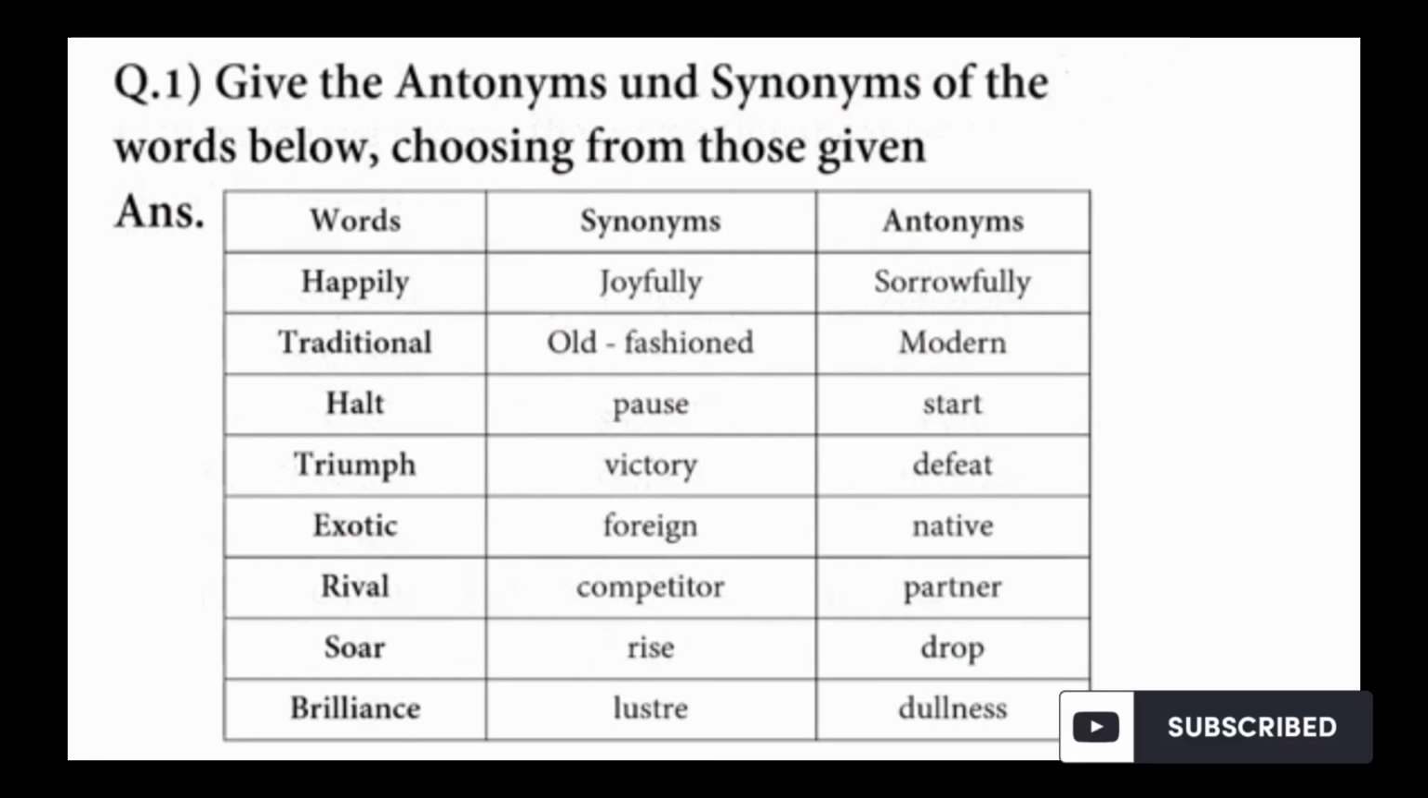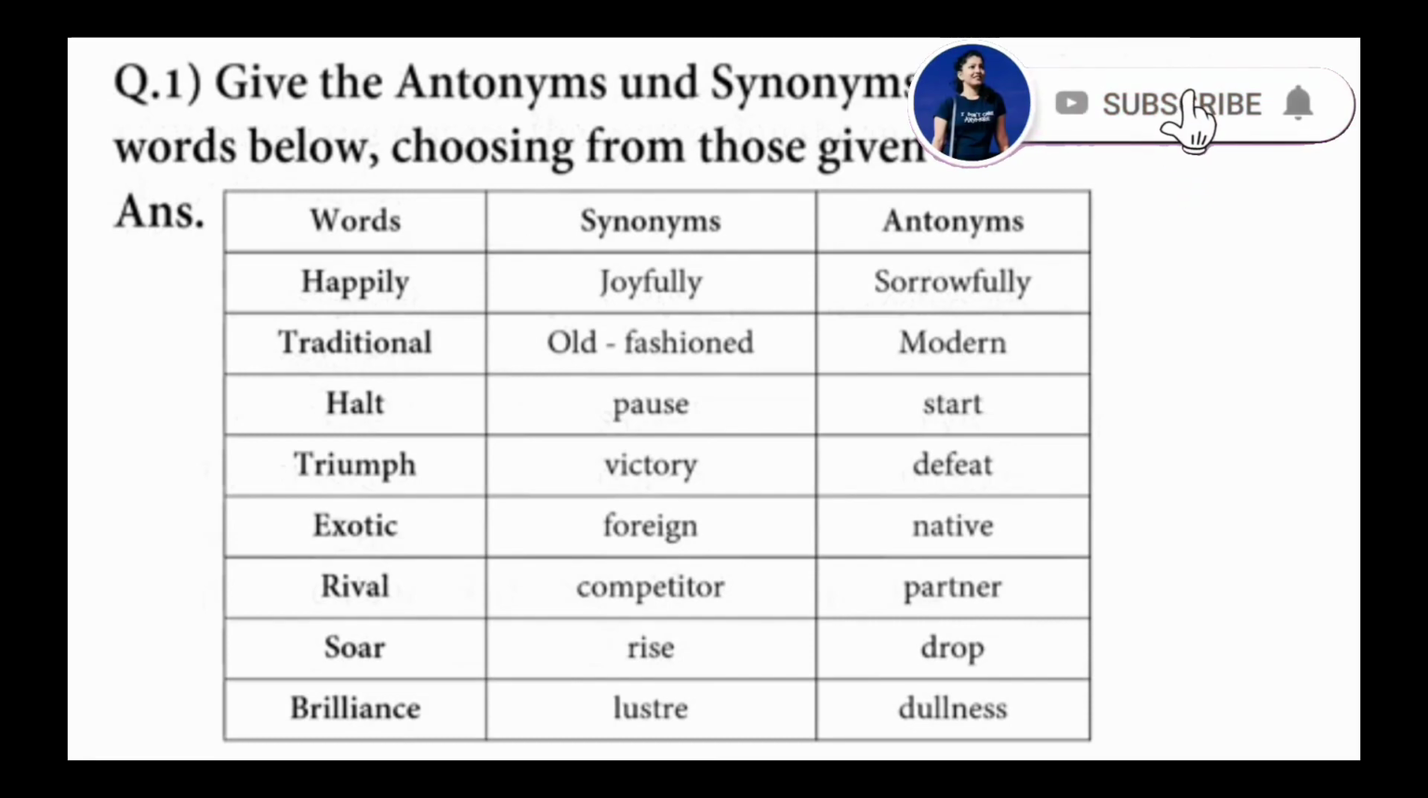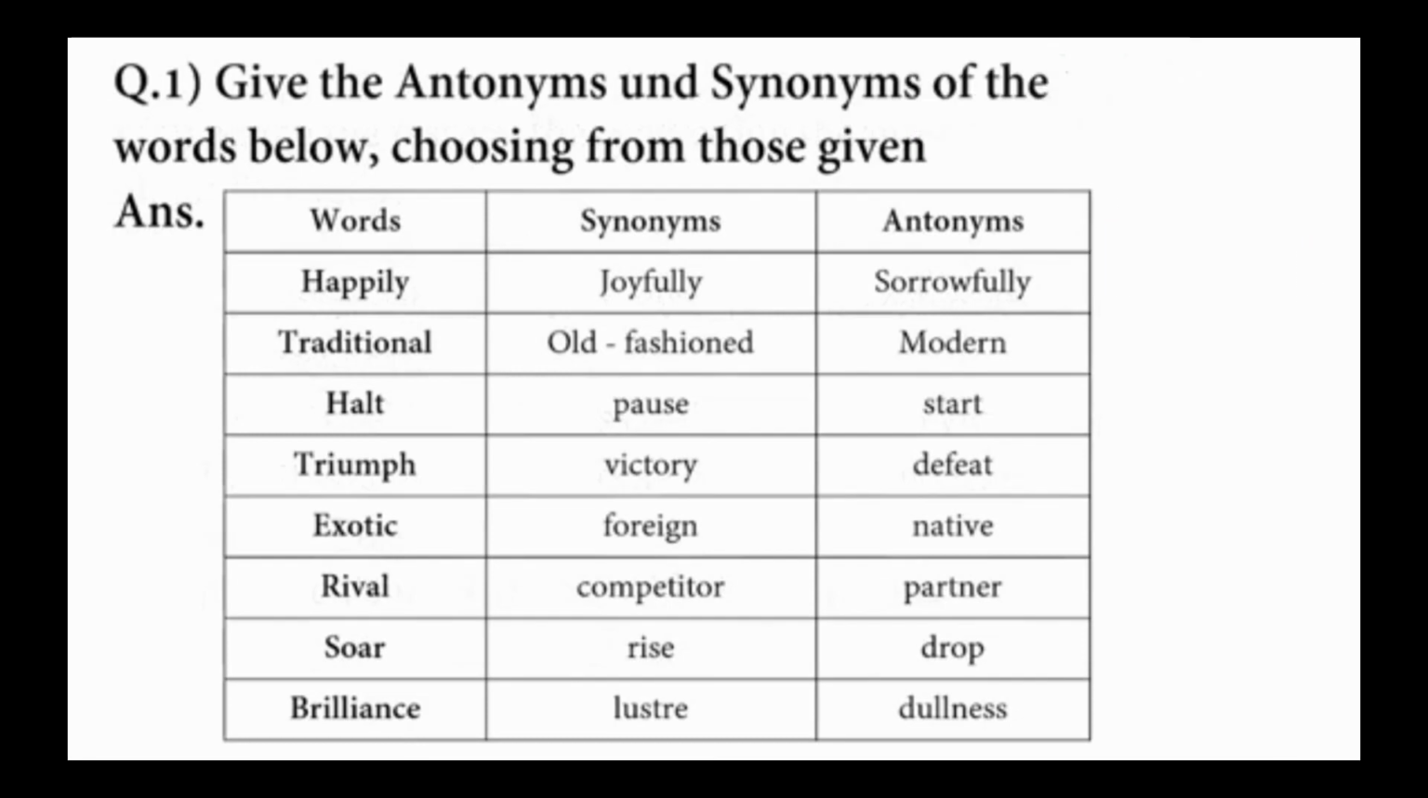The next one is give the antonyms and synonyms of the words below, choosing from those given. Always remember synonyms are the meanings, antonyms are the opposite words. Let us check out the words we have to make in synonyms as well as in antonyms. So here it is happily, joyfully, sorrowfully; traditional, old-fashioned, modern; halt, pause, start; triumph, victory, defeat. So here were the synonyms and antonyms of the words which we have done. Let us check out the other words. Exotic, foreign, native; rival, competitor, partner; soar, rise, drop; brilliance, luster, dullness.